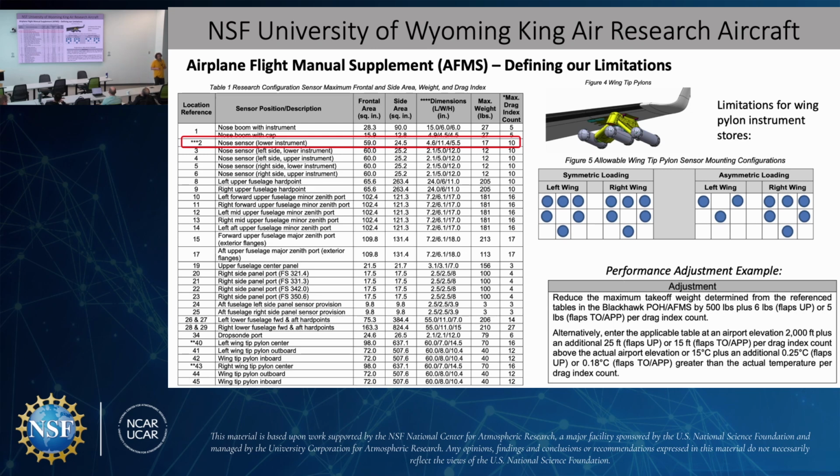An example of performance adjustment basically says, okay, when we put instruments on the outside of the airplane, we have to decrease the maximum takeoff weight of the aircraft by 500 pounds. And then for each drag index count, we have to decrease our takeoff weight by 5 additional pounds. So if we're running with 100 drag counts, we have to decrease our max takeoff weight by 500 plus 500. And that accounts for the performance degradation. We also have performance degradation charts that deal with maximum runway length, climb rates, etc.